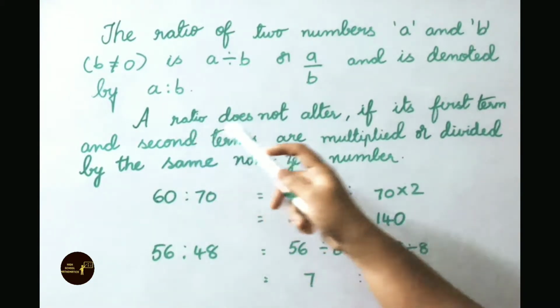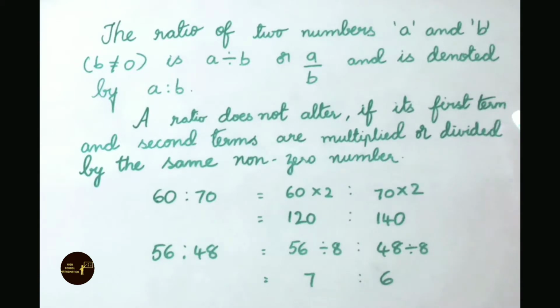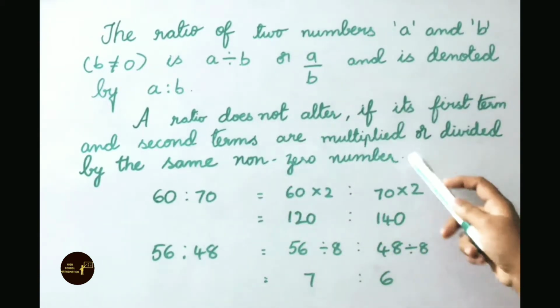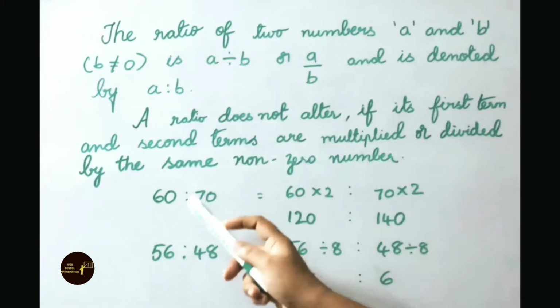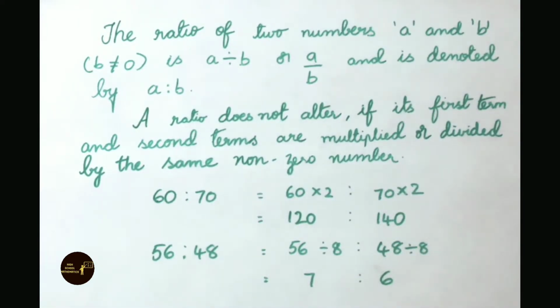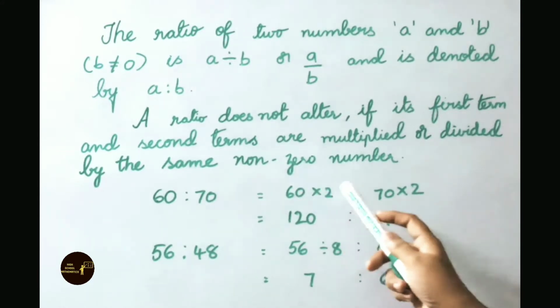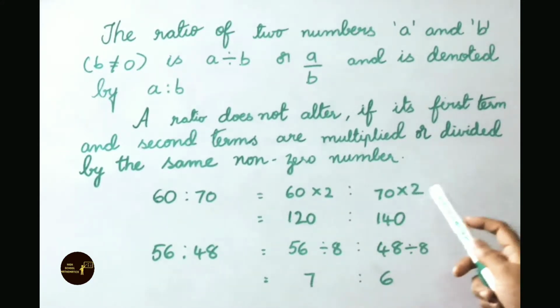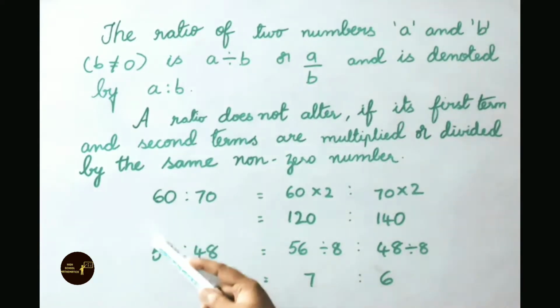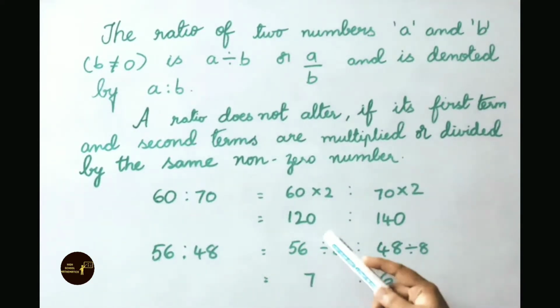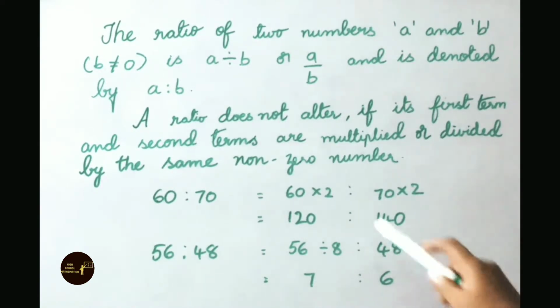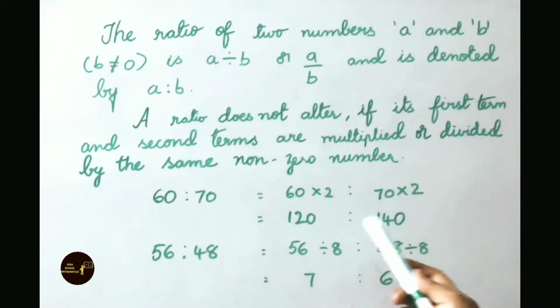See next, a ratio does not alter if its first term and second term are multiplied or divided by the same non-zero number. Here both the terms we are going to multiply by 2. 60 into 2, 120. 70 into 2, 140. 60 is to 70 or 120 is to 140. Both mean the same even after we multiply by 2. They become equivalent ratios. If we simplify them, we get the same value.